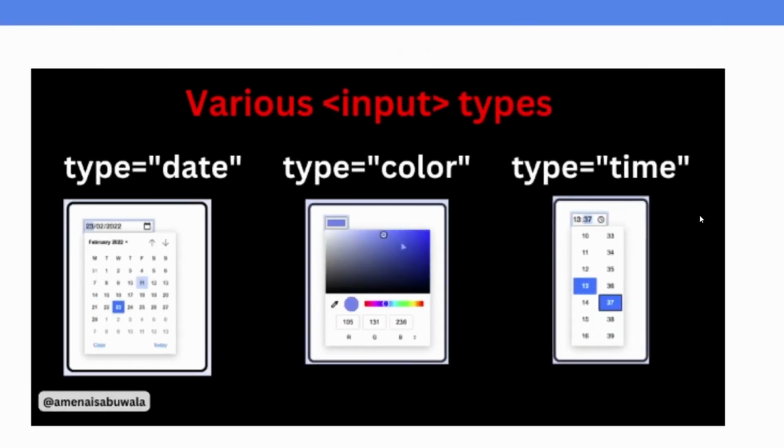Now it's time for you to practice. We have several types. Like if I write date instead of text, then it will show it to me like this. And if I write color, then we'll have the options of colors. Isn't it great? And we have time. If I write here time, then it will show me the time. Okay, so just try this and explore these kinds of things for more practice in HTML.